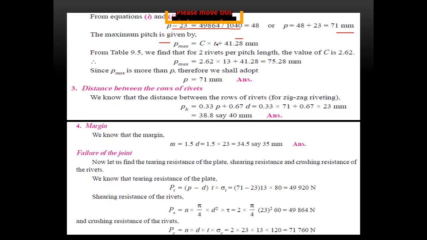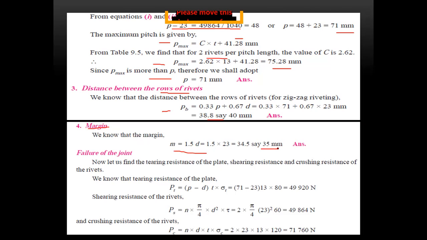41.28. From the table in the given data book, for 2 rivets per pitch length, P max is equal to 75.8. Therefore P max is more than P, so we shall adopt P equal to 71 mm. The distance between the 2 rows of rivets, PB, after applying the formula, we get 40, right? Next, the fourth one, margin. Margin M is equal to 1.5 D value.